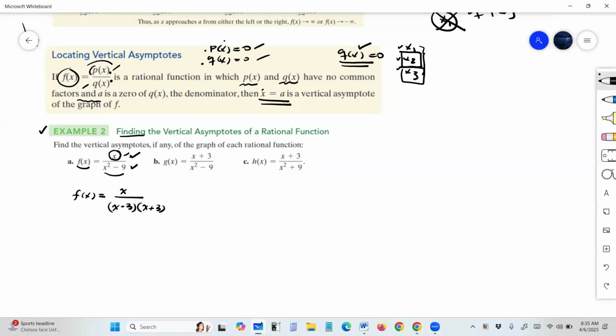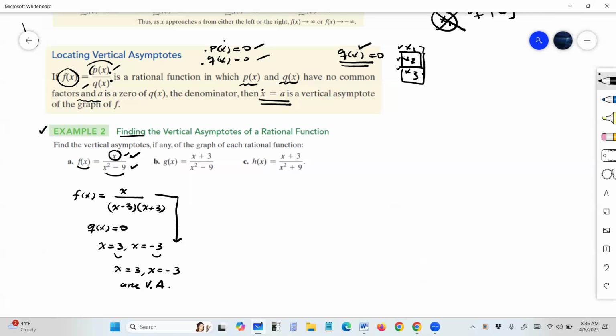Now, at this point, if there's anything that I can cancel from the numerator and denominator, I would. In this case, there isn't. If there isn't, you just set the denominator to 0, solve each case as we did before. So we get x equals 3, x equals -3. Now, since I already checked, they don't have any factors in common. These two values that I got here are the vertical asymptotes. So x equals 3, x equals -3 are vertical asymptotes.